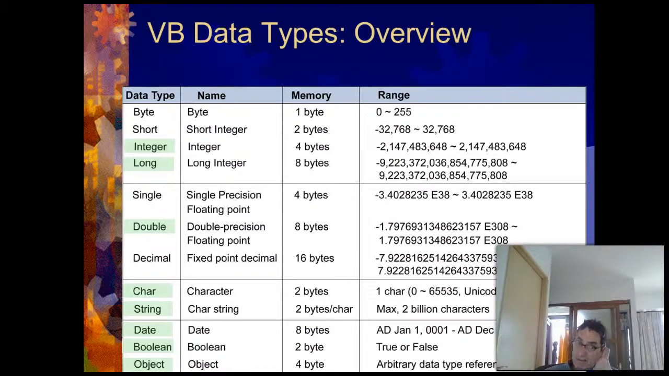And then object is another data type, which could be any object actually. So that's very undefined, very unclear. But if you don't specify that it's one of these types, it will just define it to be an object, and that requires 4 bytes. Okay, we'll stop here and come back in the next slide.